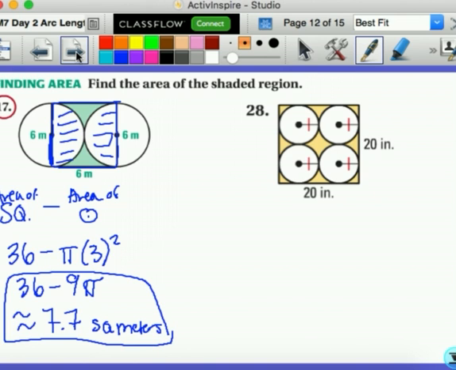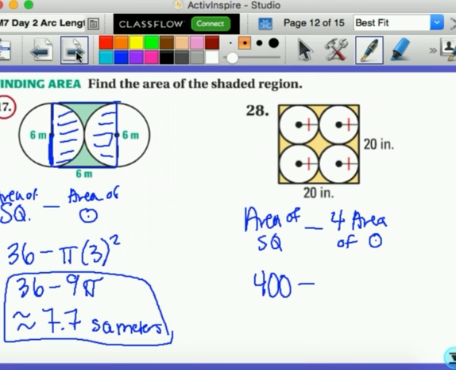So either of these answers would be accepted as correct, since they do not specify which one they want. For this one, we're also going to start with the area of that 20 by 20 square. Then we're going to subtract 4 times the area of the circle, since we have 4 of those. So I've got a 20 by 20, that's 400 square inches, minus 4 times pi times my radius squared. Now I'm going to have to do a little digging here to find the radius. So I know all the way across here is 20, which tells me that I've got 10 for my diameter. So I've got 5 for my radius.